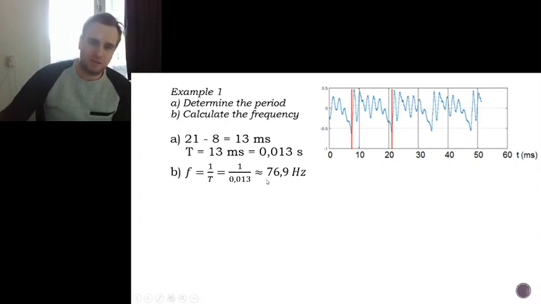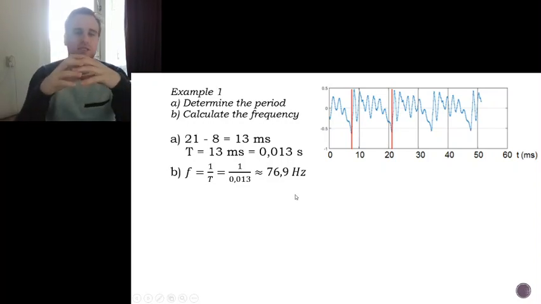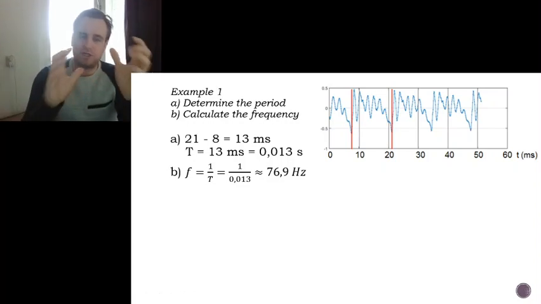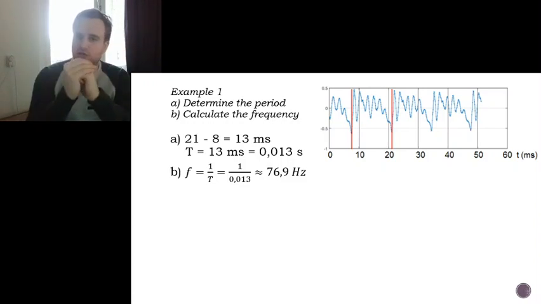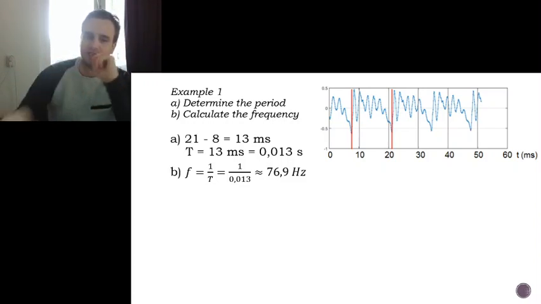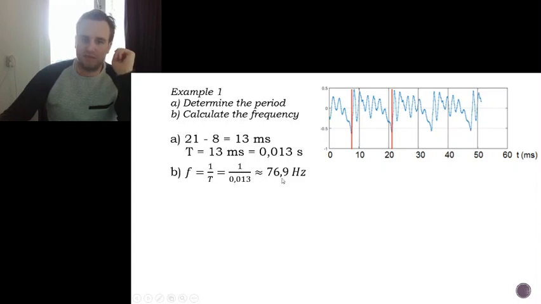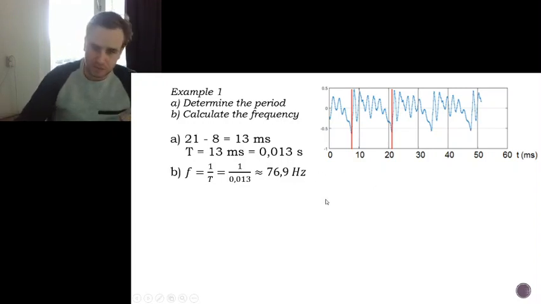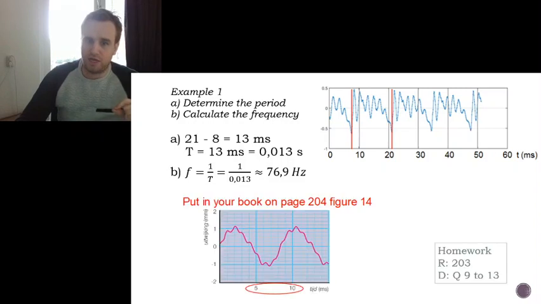You get a number that is around 76.9. This means that this vibration, because it's so short, can repeat itself almost 77 times within 1 second. This basically means 76.9 vibrations each second. And we use the abbreviation, de afkorting, hertz, Hz. So this is what you had to do last time.